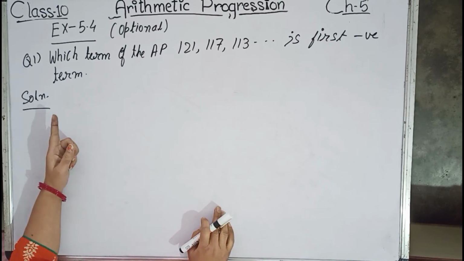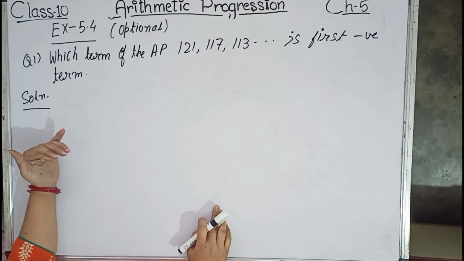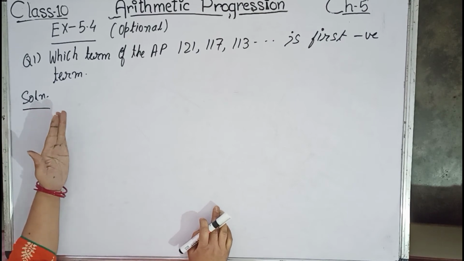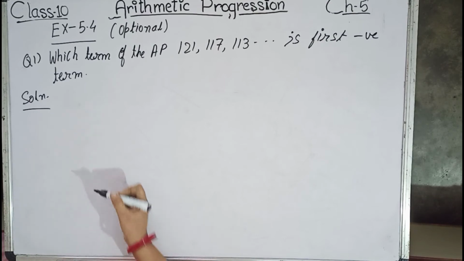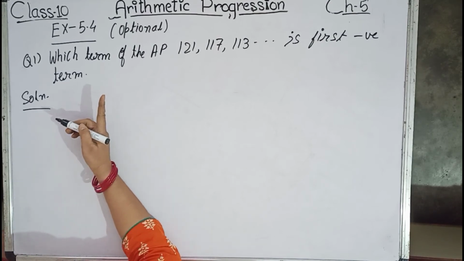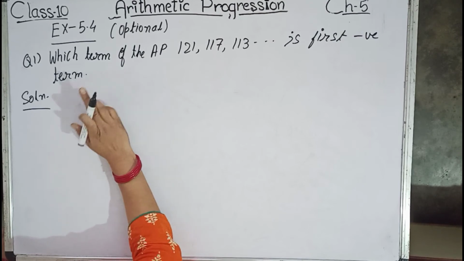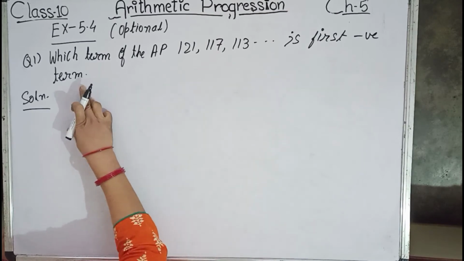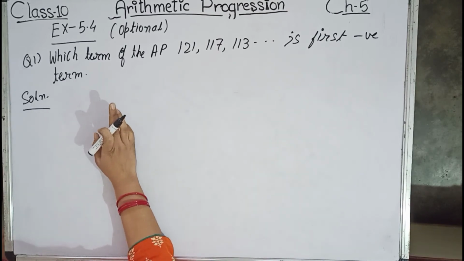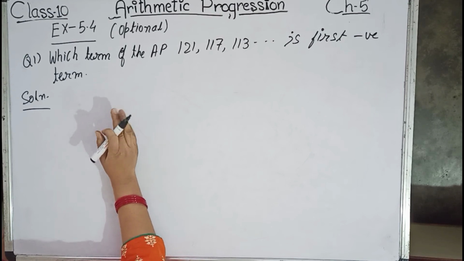Today we will be doing exercise 5.4 optional question number 1 and question number 2. Few more sums of AP we will be doing. So let us start question number 1 of exercise 5.4 NCERT. The question is asking which term of this AP is the first negative term. Like this sum I have done earlier when I was explaining some extra sums. Even then let us do it.